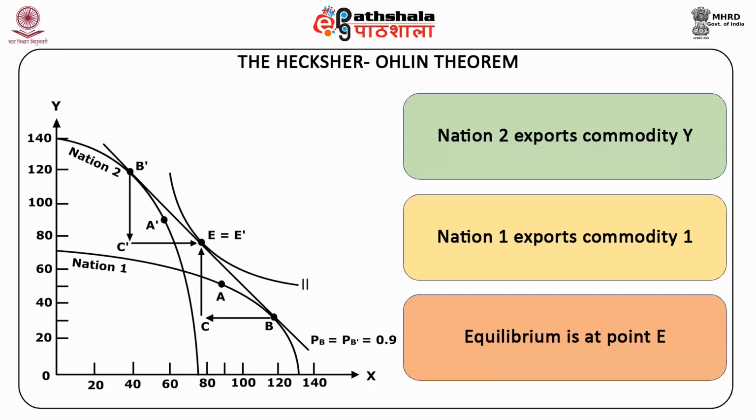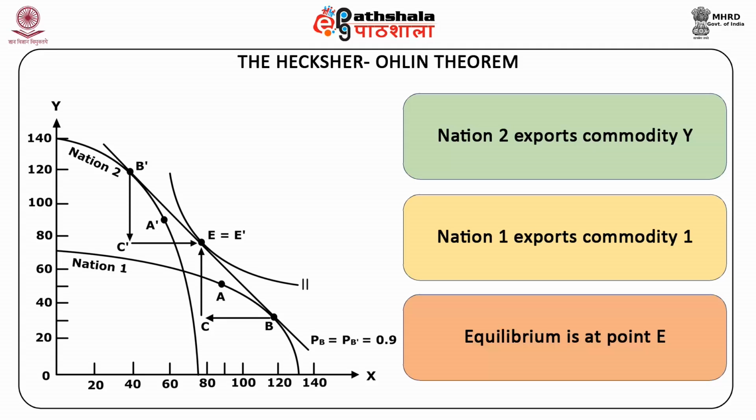Here we can see that Nation 2's exports of commodity Y equal Nation 1's imports of commodity Y, and Nation 1's exports of commodity X equal Nation 2's imports of commodity X. The two trade triangles BCE and B'C'E are equal.